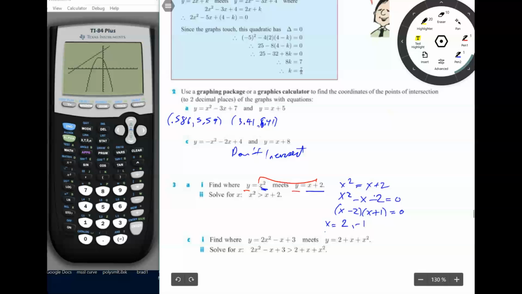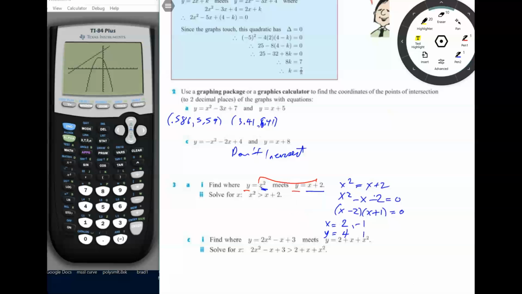The y values that correspond to these x values are, now I need to go back and put 2 back in here, for example. I could put it in x squared also. Either way, I'll get 4, right? So 2 comma 4. And negative 1 plugged into either of those equations gives me positive 1. So those are the y values that correspond to the x values.